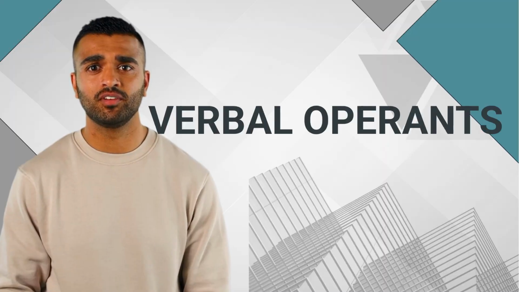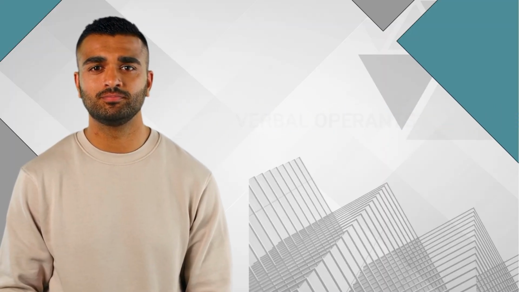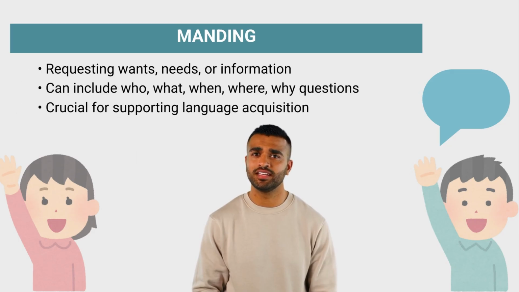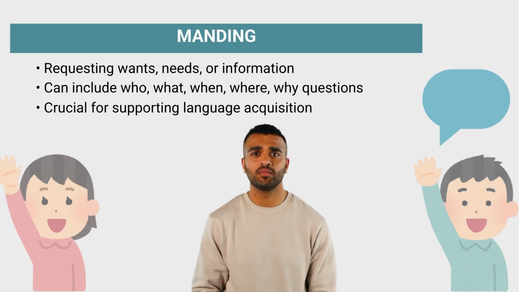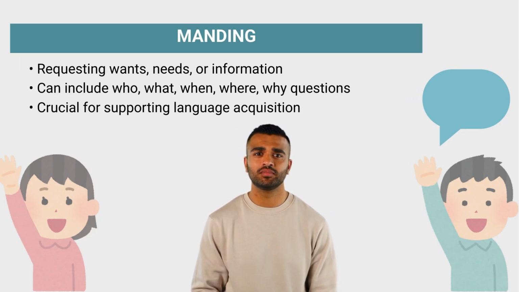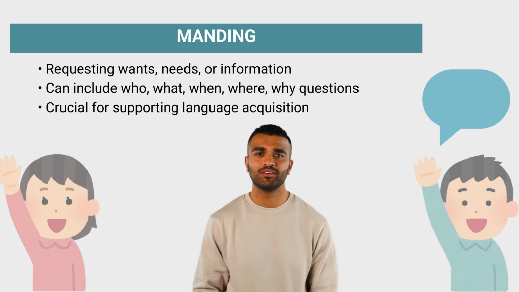This slide is about verbal operants. First is manding. Manding is an ABA term that means requesting. When an individual is manding, they are requesting for their wants or needs. Individuals can also mand for information via who, what, when, where, and why questions. Manding is an important skill to teach individuals because it supports language acquisition.